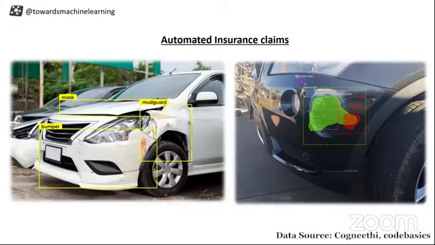You can see how it is detecting a bumper, how it is detecting the mud guard which is damaged. In the second image, you can see how confident it is to say whether it is a scratch, whether it is a dent, whether it is a color loss, right? So this is one of the biggest things which people are researching and implementing.